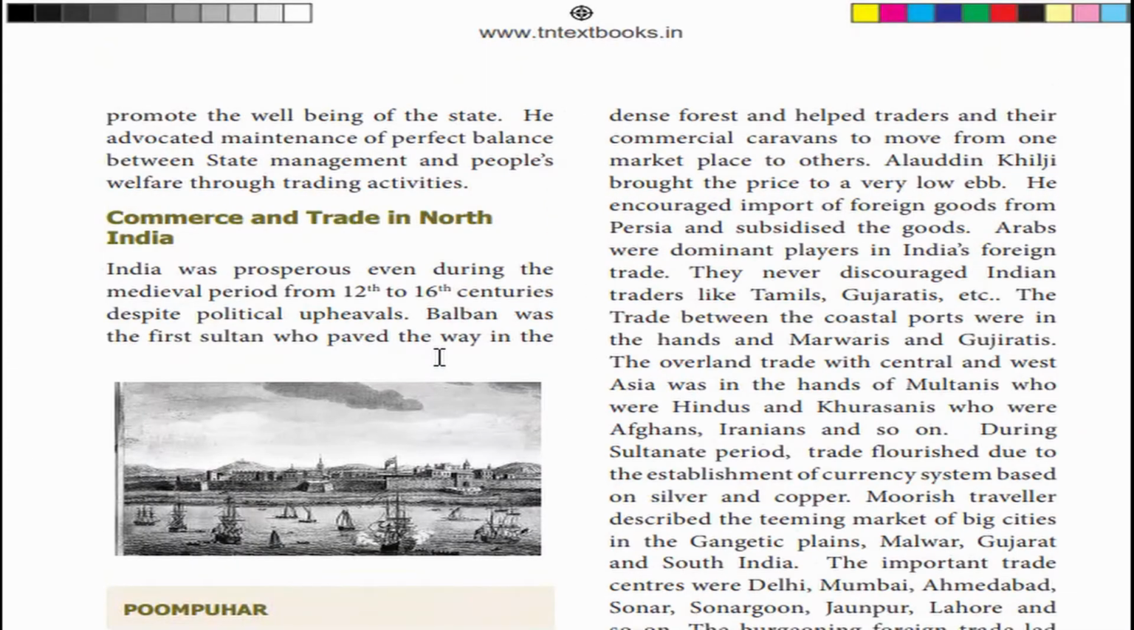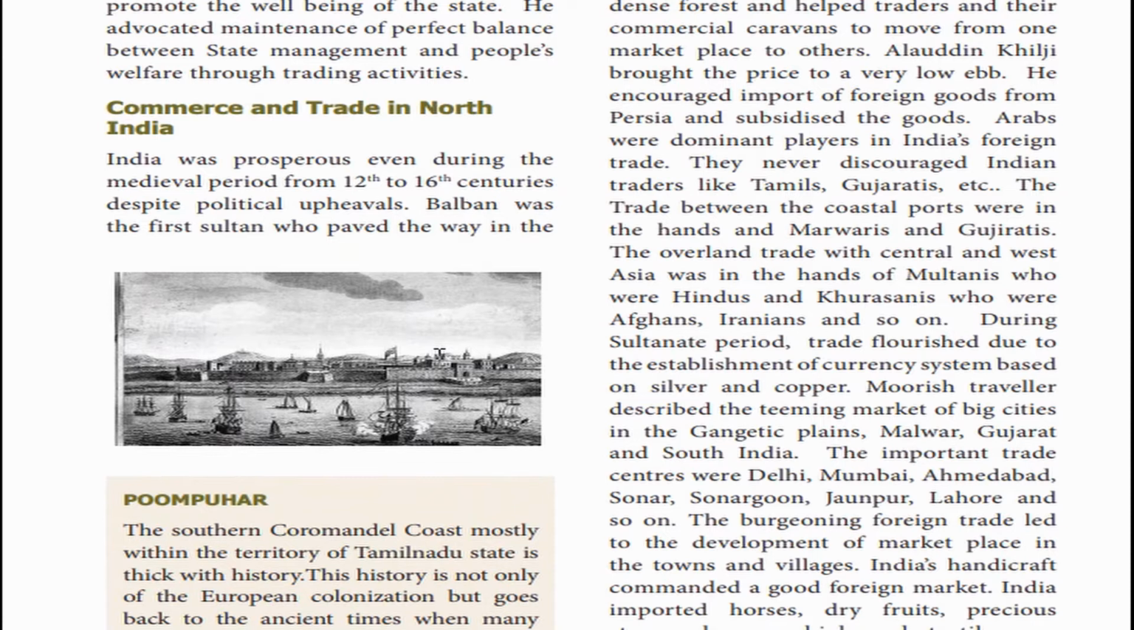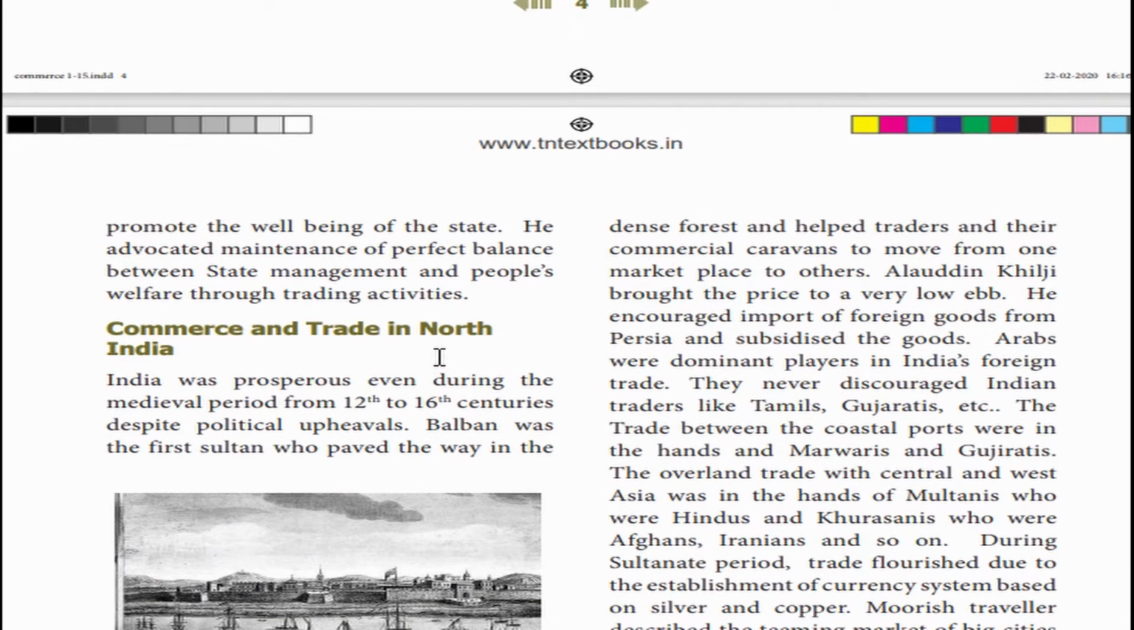Balban was the first sultan who paved the way in the dense forest and helped the traders and their commercial caravans to move from one marketplace to another. So Balban is the king of all kings. He is the first sultan who created the way in between the dense forest and helped the traders to move from one place to another by means of caravans.